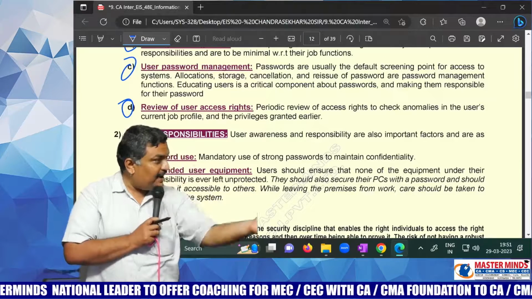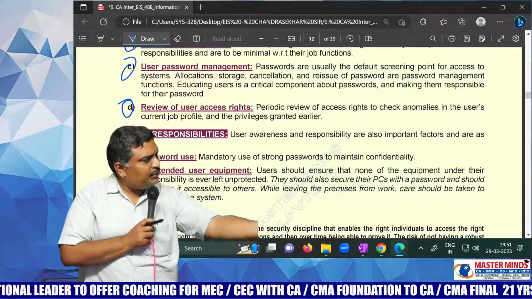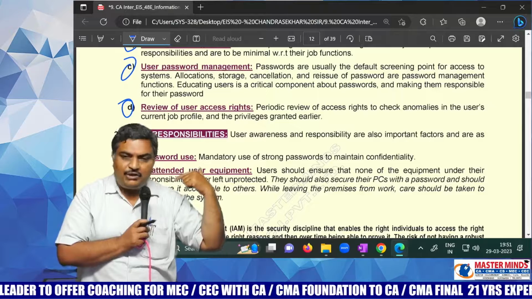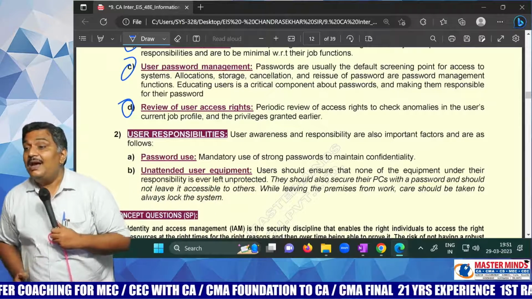But again, I came back. Now, what should be done? Should the privilege remain with her, or should you take back the privileges? You should take back the privileges. That means regularly you need to review the access rights.